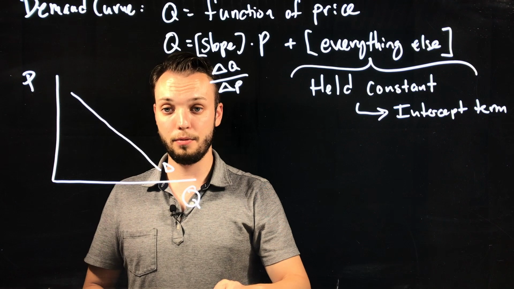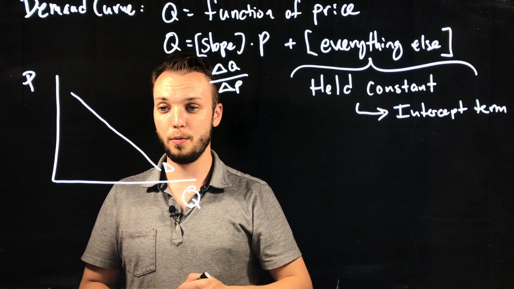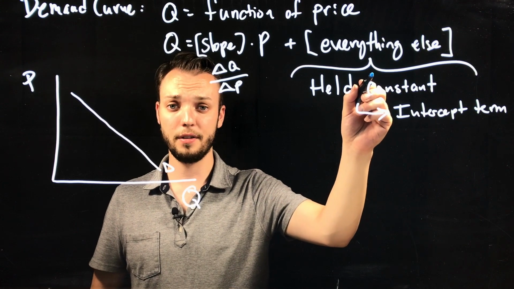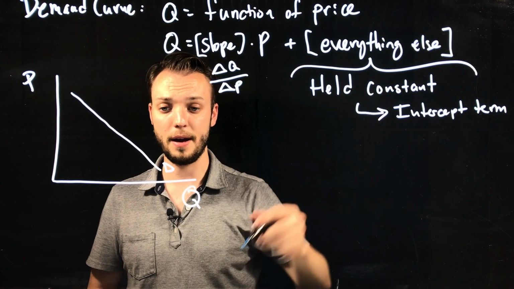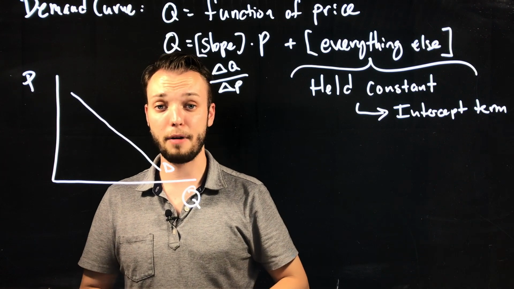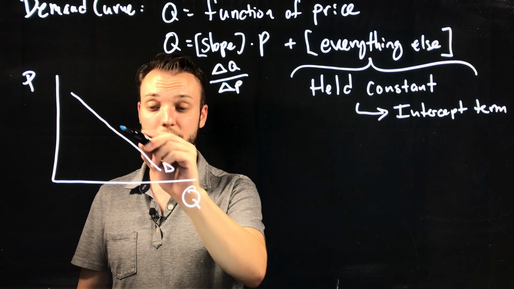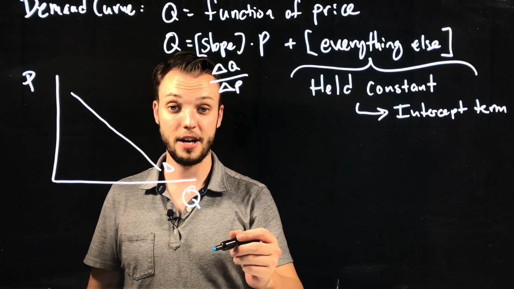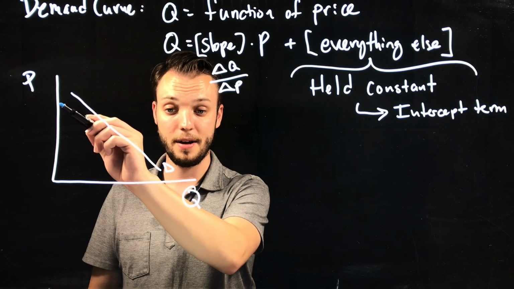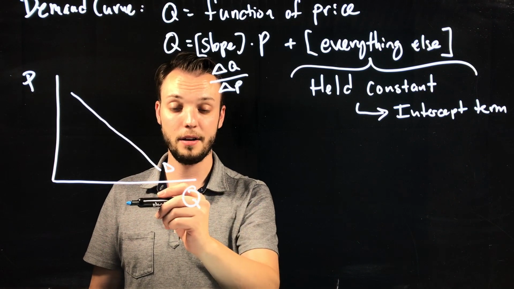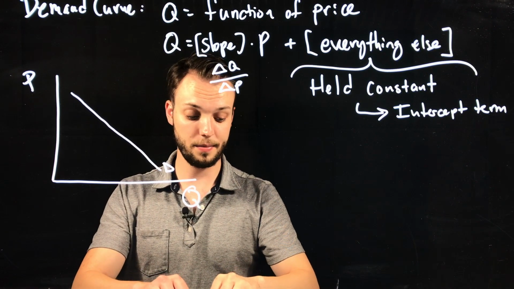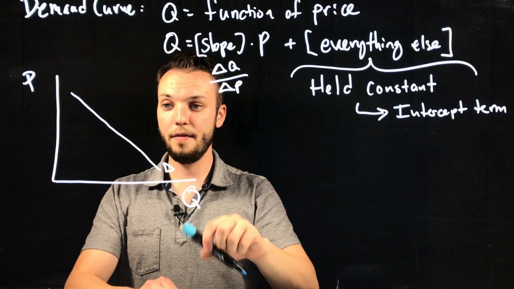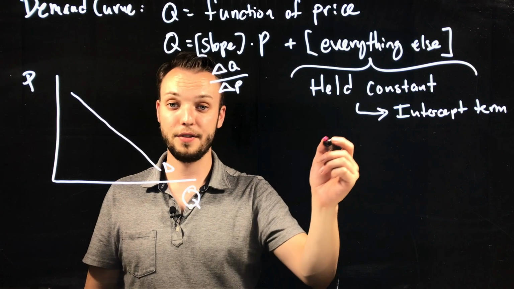So the question is, well, what happens when something else changes that affects the quantity of the good or service that's demanded? Right? We said if price changes, we can just look at this function to see how the quantity demanded changes. Right? We know that if price goes up, then the quantity demanded of the good or service goes down. But what if something else changes? Right? So if there's a change in something else, we're going to have a shift of the demand curve.